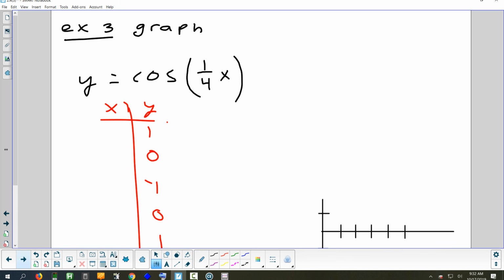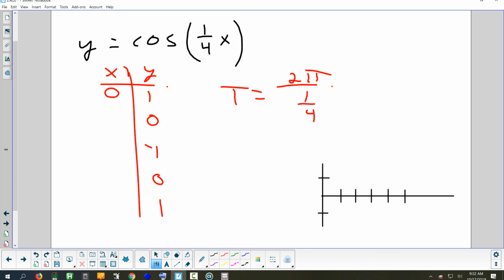Megan, anytime I do a period change, the first x value is always what? 0. All right. Now, after I get the first coordinate, what's the next one I get? The fifth one. I'm going to jump down to the last one. Remember the formula to find the fifth one is 2 pi divided by 1/4. We already did this earlier. What did we get when we did 2 pi over 1/4?